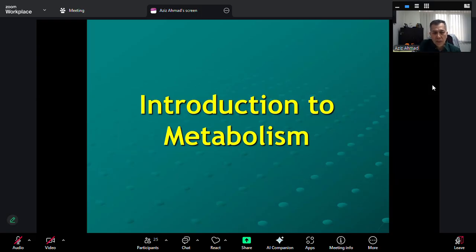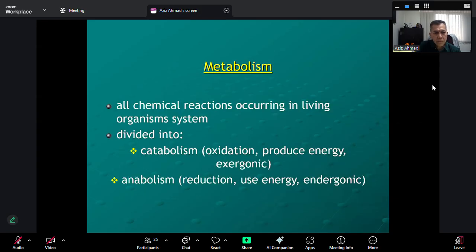Okay, so what is metabolism? I go very quickly. Metabolism in general, we can say, is all chemical reactions occurring in living organism systems. Living organisms here are plants, animals, bacteria, and fungi. The processes in living organisms can be divided into two, the first is catabolism. Catabolism is the splitting or breakdown of metabolites in living things, which involves oxidation, the production of energy, and exergonic reactions.